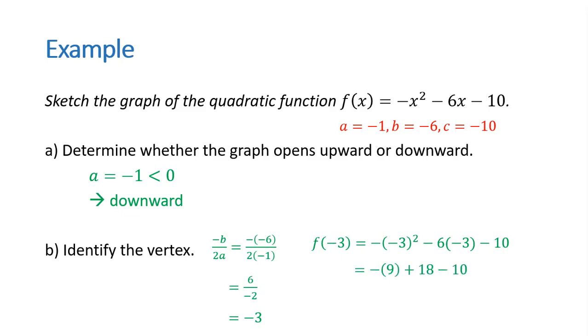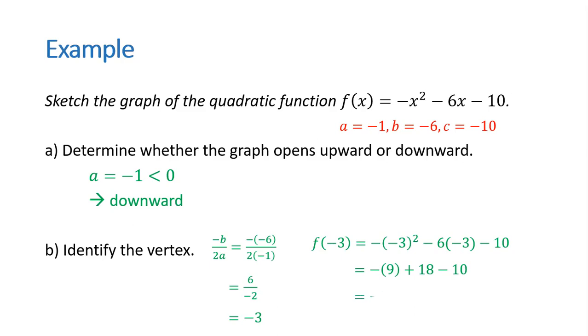So we square the -3, and that becomes a 9. We have the negative out front. I went ahead and multiplied the two values in the next term. We had a -6 and a -3. I multiplied those two together and that became a positive 18. So we have -9 plus 18 minus 10.